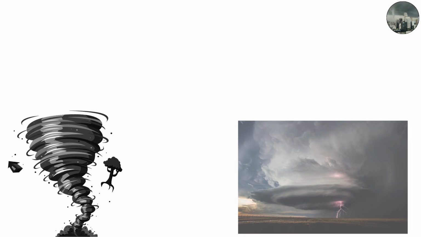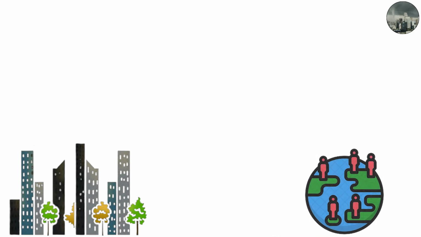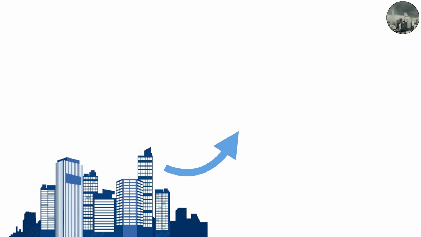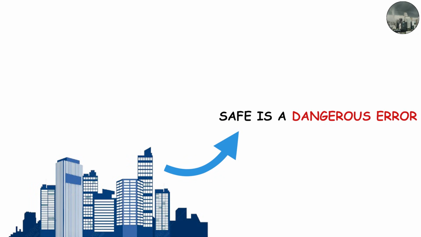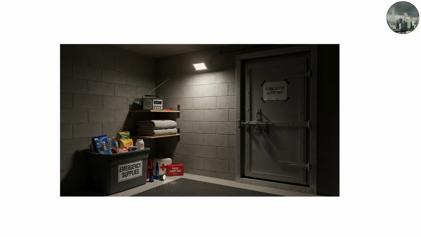Tornadoes are driven by supercell thunderstorms, and large buildings have little effect on their paths or intensity. Urban areas, due to population density, often experience higher casualties and economic losses when tornadoes strike. Assuming cities are safe is a dangerous error. Everyone in tornado-prone areas, urban or rural, should have a designated interior shelter prepared and ready at all times.